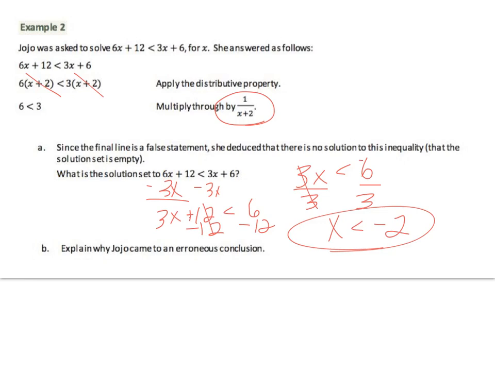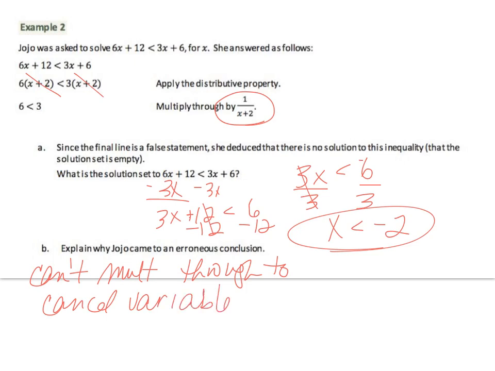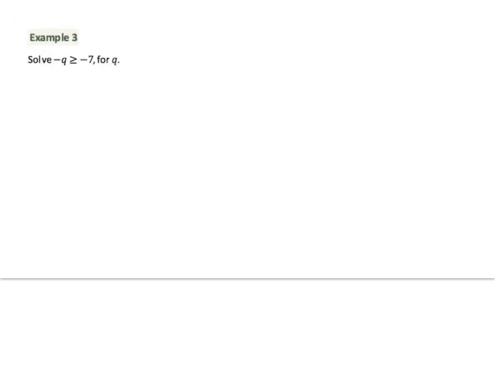Okay, you cannot just willy-nilly cross out variables by multiplying through by the variables. Multiplying through is dangerous. Okay, can't multiply through to cancel variables. That's dangerous, right? If you do that, you're going to lose one of your solutions. How about this one? Okay, this is a big deal. I've got negative q is greater than or equal to negative 7. Let's just do this. Let's add q to both sides.